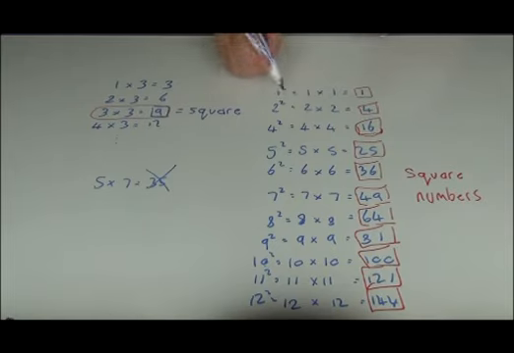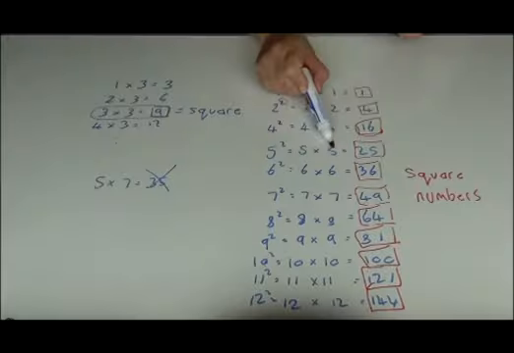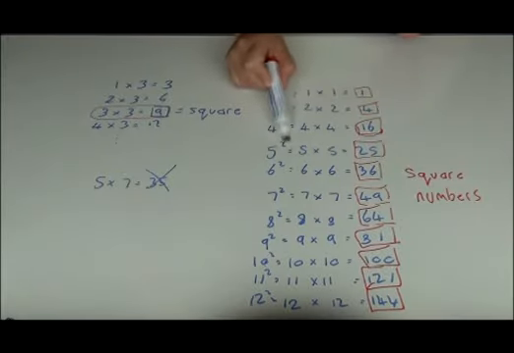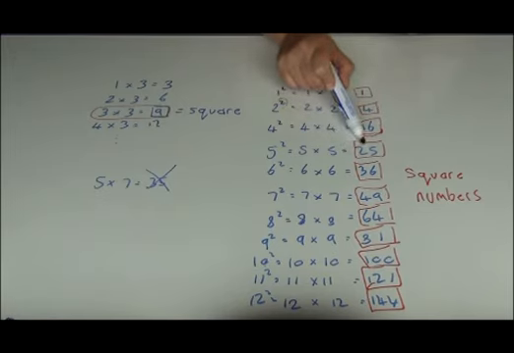So when you see this little 2 up here, it doesn't mean 2 times 2 or 4 times 2 or 5 times 2. It means you have to times that number by itself 2 times. So 5 squared is 5 times 5, and that gives us an answer of 25. So that's your square number.